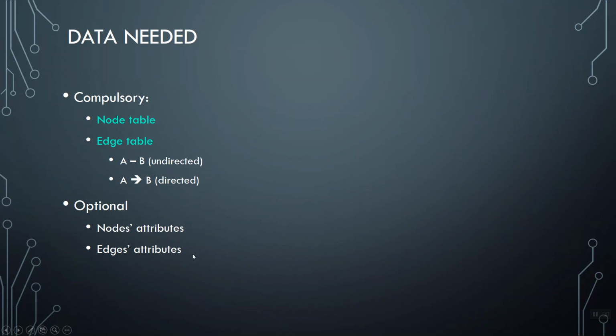For example, if you want to plot it on a map, you're going to need node attributes, actually, which are longitude and latitude. And you can add as many attributes as you want. This is a reminder of what we saw last time.